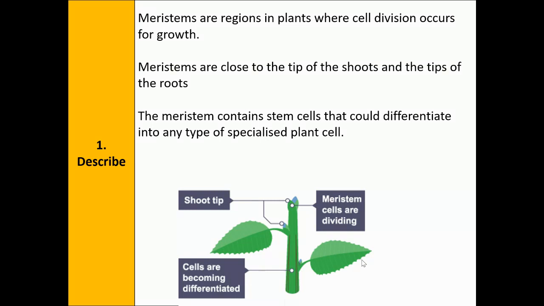Okay, meristems are regions in plants where cell division happens for growth. Meristems are close to the tip of the shoots and the tips of the roots. The meristems contain stem cells that could differentiate into any type of specialized plant cell. Notice the use of differentiate and specialized cell there. You don't need this diagram, but it helps explain that they are just in the very tips.